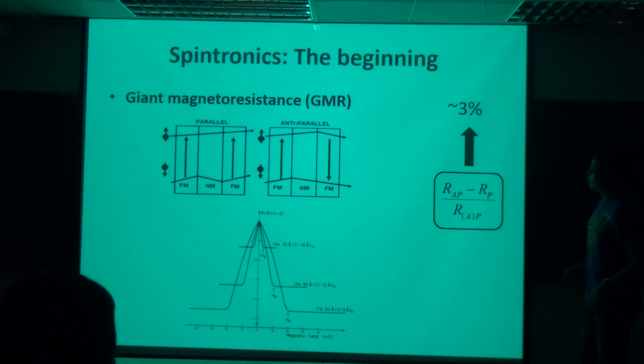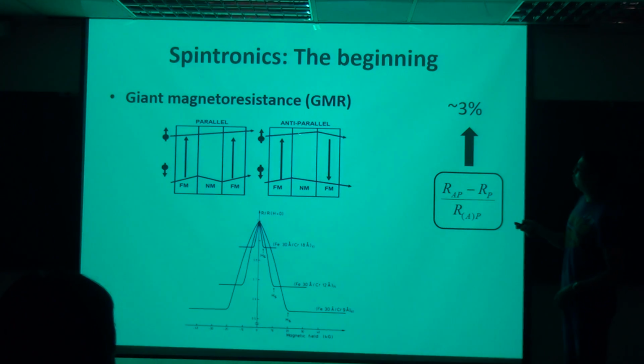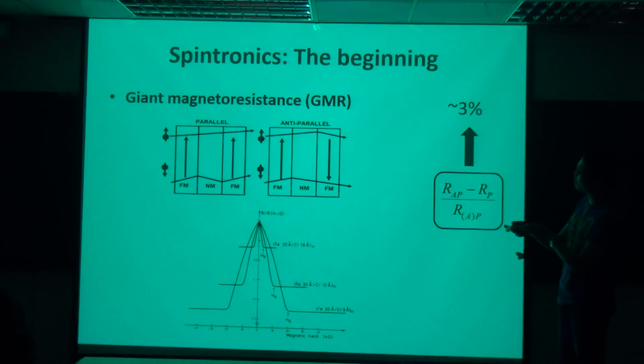Anyway, GMR, typically we will show this kind of cartoon. If you have a sandwich structure, with two ferromagnetic materials and in between a normal metal layer, and you send current or send electrons through this junction, depending on the configuration of these two moments, if they're parallel to each other, you'll get low resistance, and if they're antiparallel to each other, you'll get higher resistance.